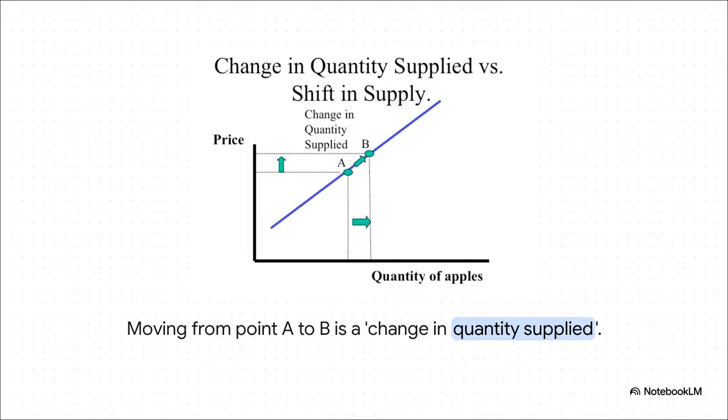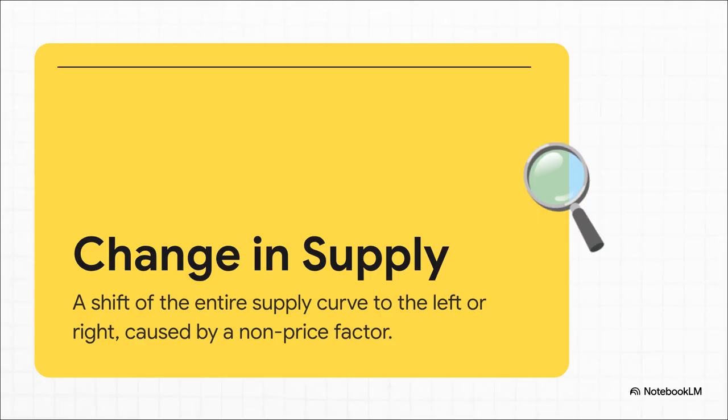Look at this graph. See how we're just moving along that same blue line from point A to point B? The price of apples went up, so producers supplied more apples. That's a change in quantity supplied. It's a movement. Now, compare that to a change in supply.